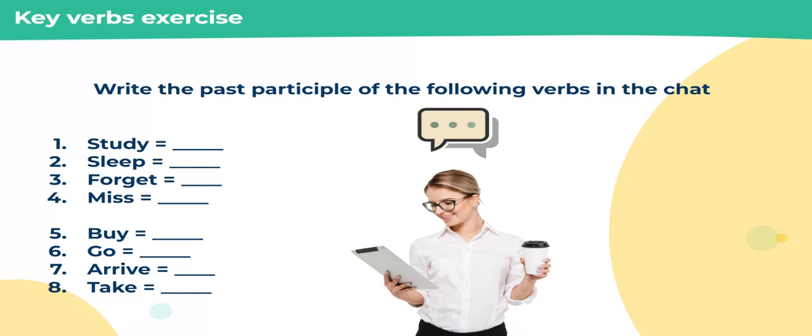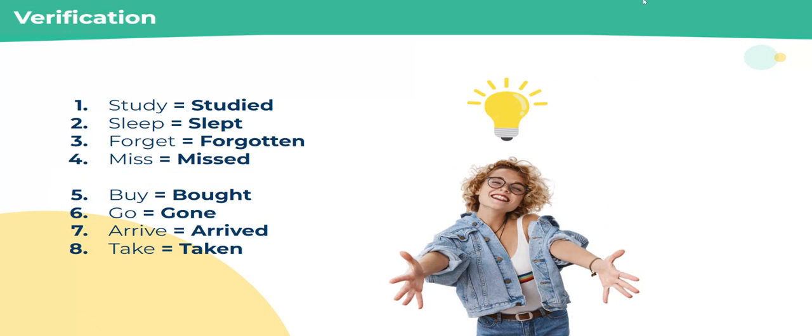I'm going to read through that list one more time, and then we're going to reveal the correct answers. So: study, sleep, forget, miss, buy, go, arrive, and take. Okay, well, we're going to continue. We still have more content to cover. So let's have a little look at those revealed.